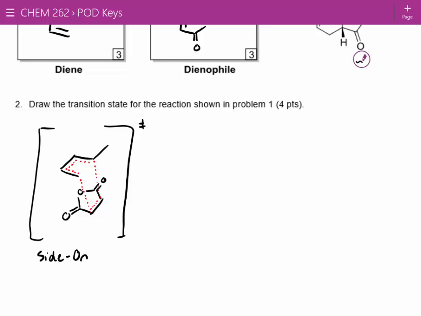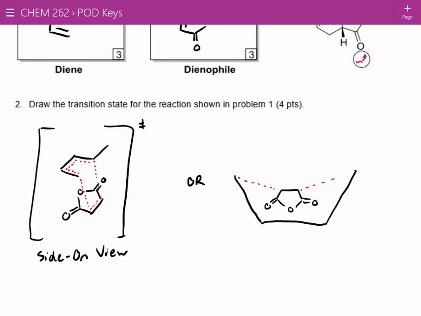So side-on view. Now let's compare this to our boat view, that top-down view, and see if we can get a little bit more information out of what's going on here. And we're going to make bonds between this position. We're going to make bonds between this position. I'm going to break these pi bonds, and then I'll add in the methyl group next.